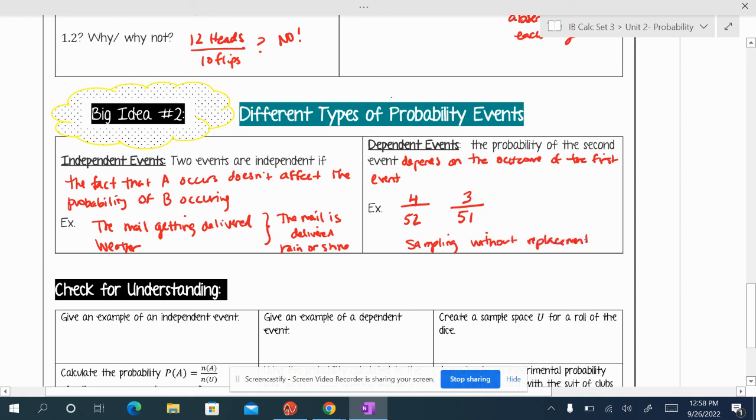replacement. If I put the first queen back after getting 1 queen out of 52, then they would become independent events because then I still have a 4 chance out of 52 cards. But because I took 1 queen out and then I wanted to see what would happen after I took 1 queen out, these now become dependent events because the probability of the second event depends on the probability of the first event.